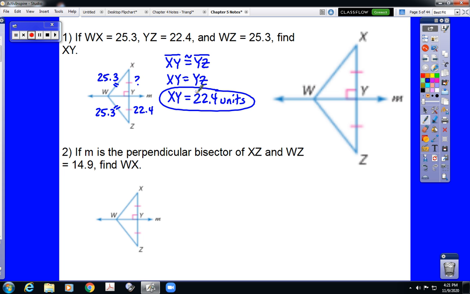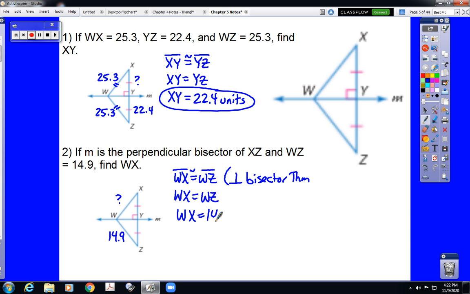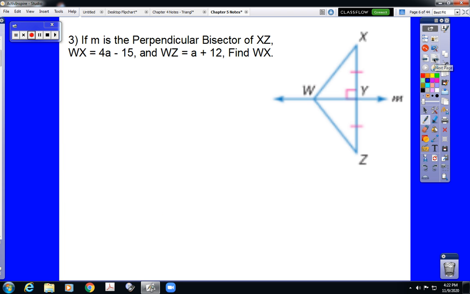On number 2, M is the perpendicular bisector of XZ, and WZ is equal to 14.9. They ask us to find WX. Well, WX must equal WZ. They must be congruent according to the perpendicular bisector theorem, which means that WX is also 14.9 units. Don't overthink it. Relatively simple idea.